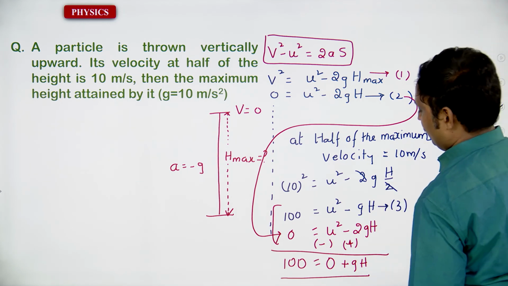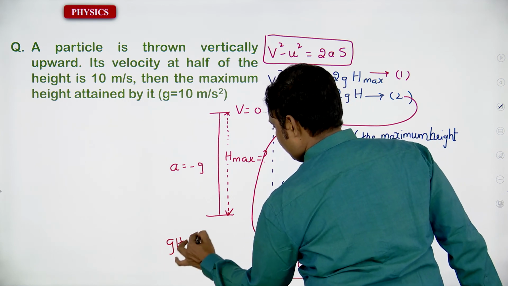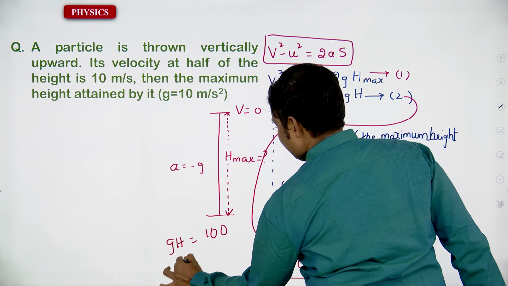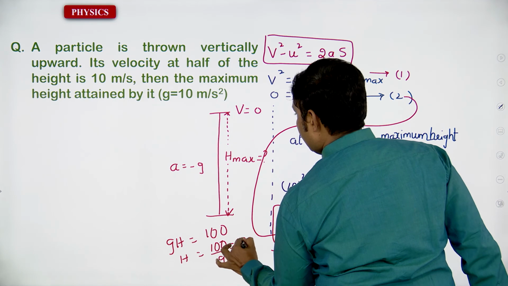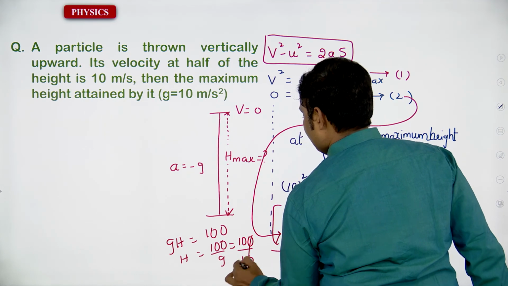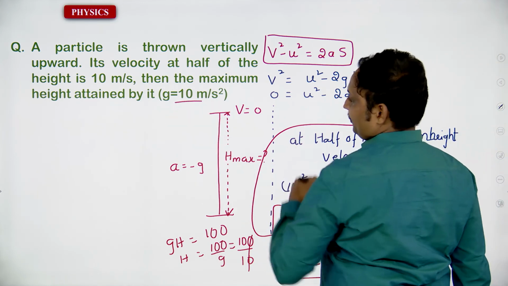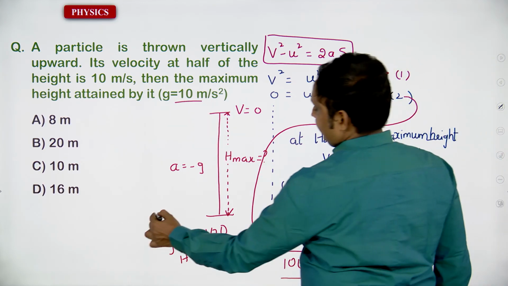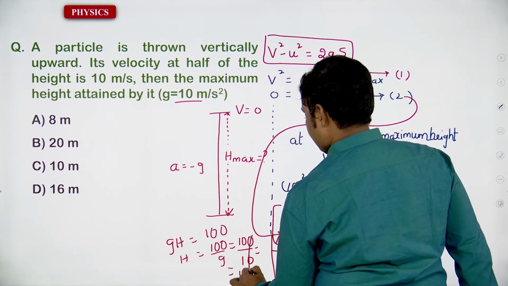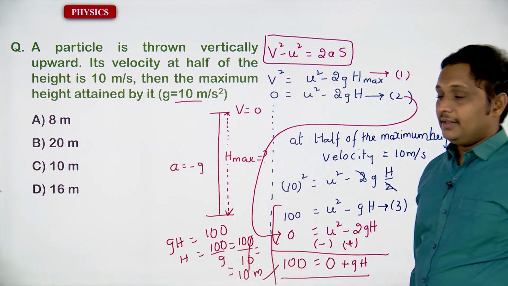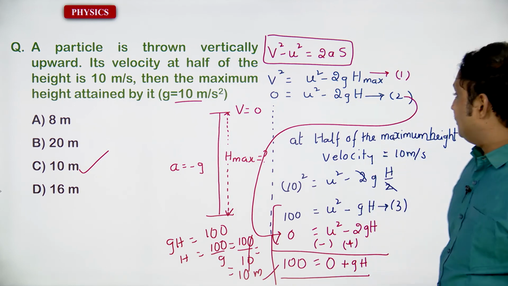Yeah, finally what we have obtained, that is GH is equal to 100. H is equal to 100 by G, that is 100 by 10. You will find out this one. So you have to take G is equal to 10 meter per second square. Yes, finally H is equal to 10 meter. It's very clear. Yes, have you obtained that? This is the correct answer for you. You have to get this one.